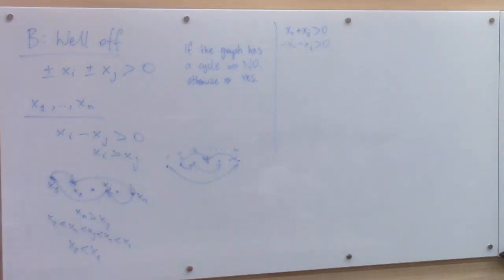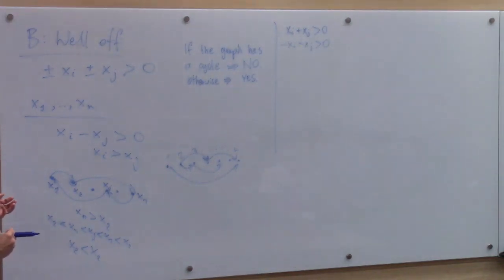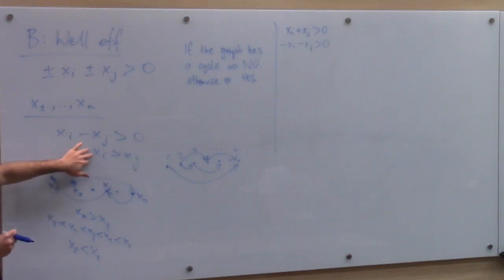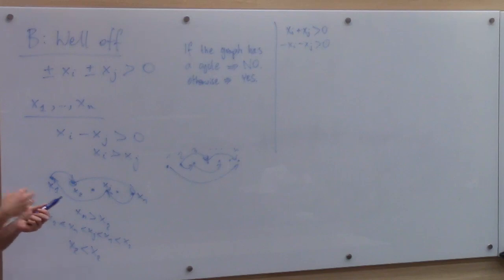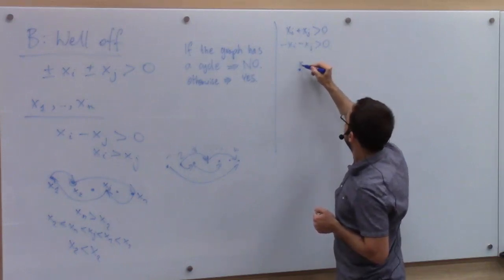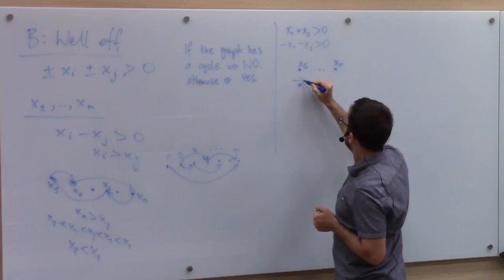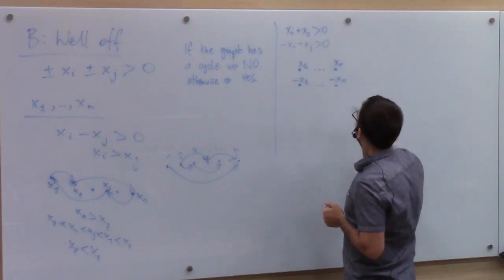And it may be not quite obvious what to do with them, but it turns out that after tinkering a little bit, it's useful to introduce additional vertices to our graph. Here in this graph we have only vertices which represented the variables, and now we will build a graph which represents variables and their negations. So we will have vertices x1 up to xn, and we will have other vertices which represent minus x1 up to minus xn.